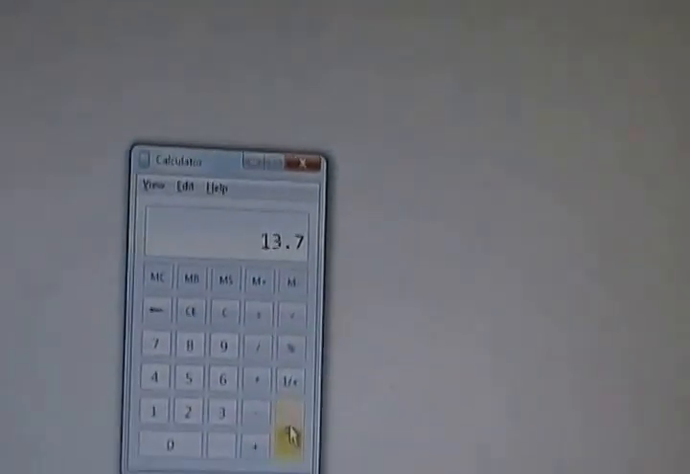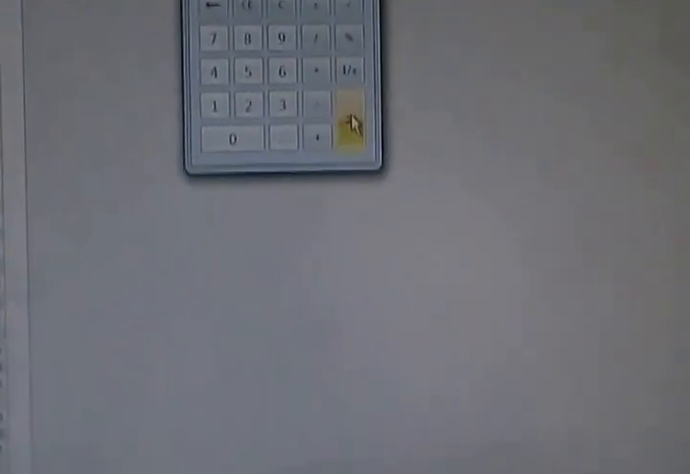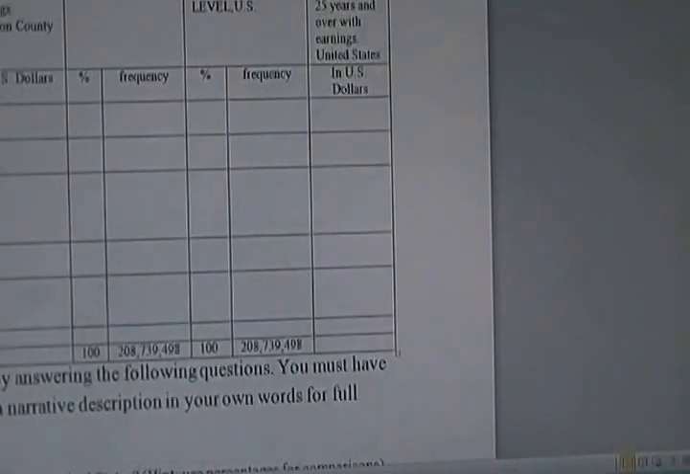And you go 5.8 plus 7.9%. Okay, it gives you 13.7%. Now you have to calculate, so you go down here, and I would go edit, copy, go back down to my page, go over here.